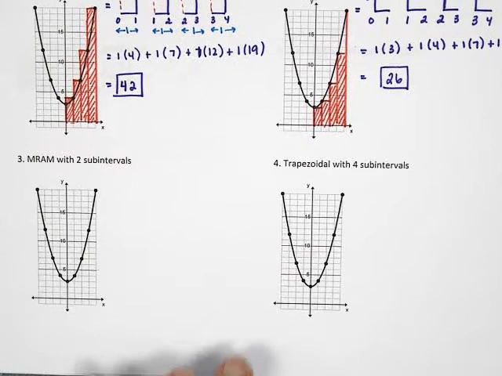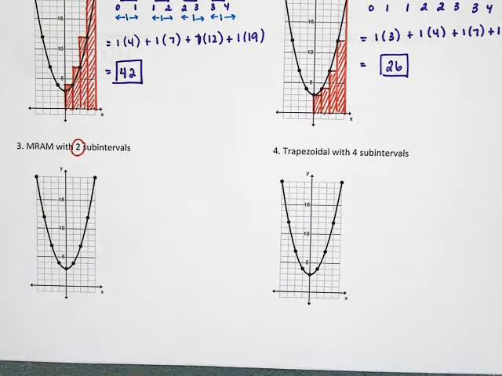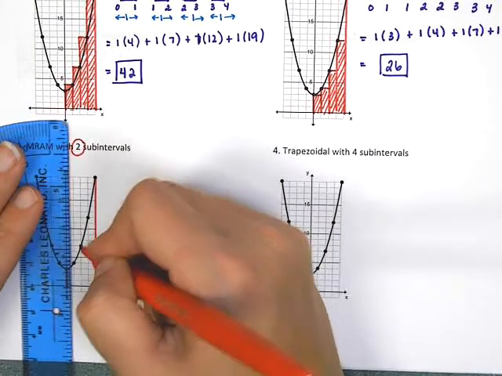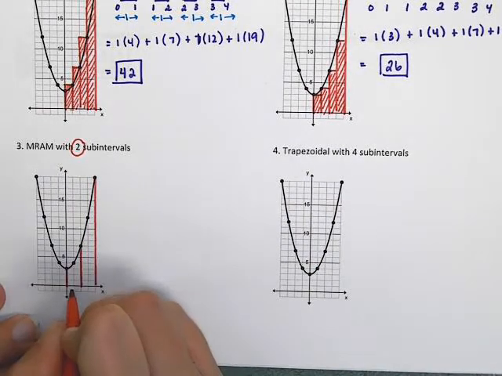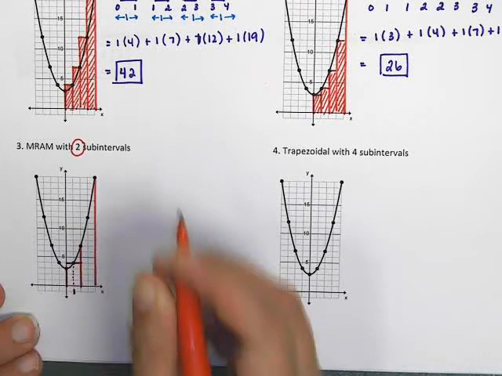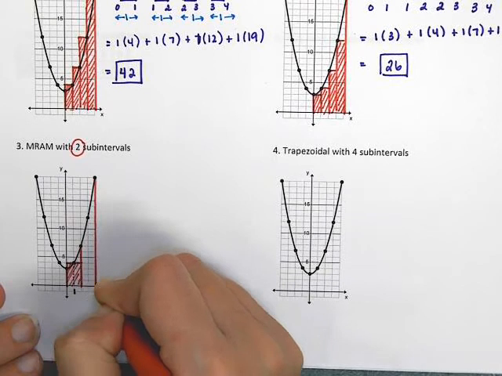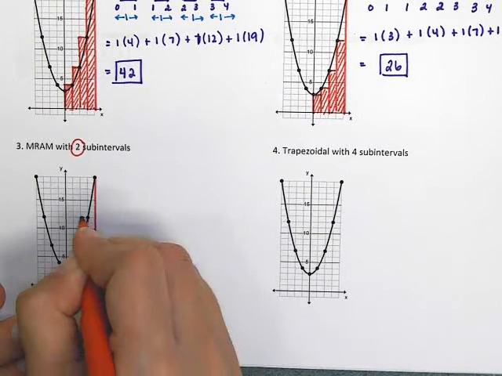For number 3, use MRAM, but only use 2 subintervals. So if I'm going from 0 to 4 and I only need to break it up into 2 sections, then the middle would be at 2. So I would just draw one line in the middle. Now the height is going to be made by looking halfway in between those numbers. So halfway in between 0 and 2 is 1. So the height of this rectangle would be this guy. In between 2 and 4, the middle is 3. So the height of this rectangle is this guy right here.